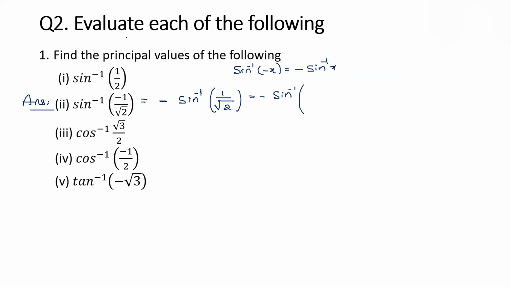So this is 1 by root 2. What can we write in place of this 1 by root 2? Anyone can tell me? We have done such types of questions already. Sine 45 degrees, yes. So we will write sine pi by 4. Please remember this in radians. Now sine inverse of sine pi by 4 lies in the range, so minus pi by 4. This is your final answer.